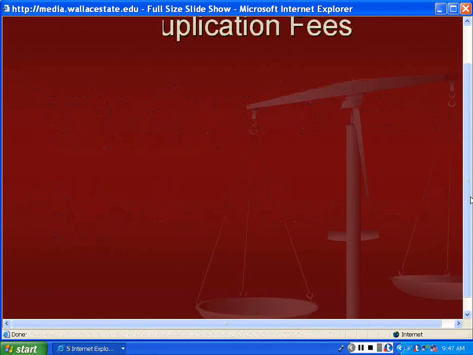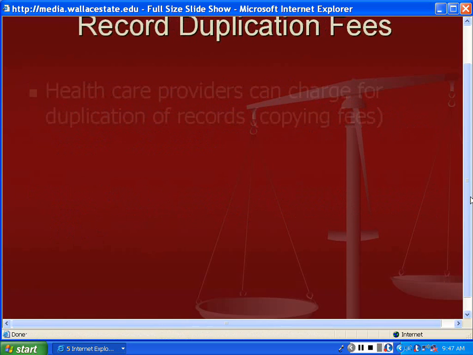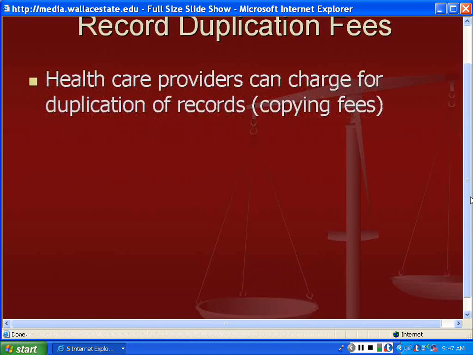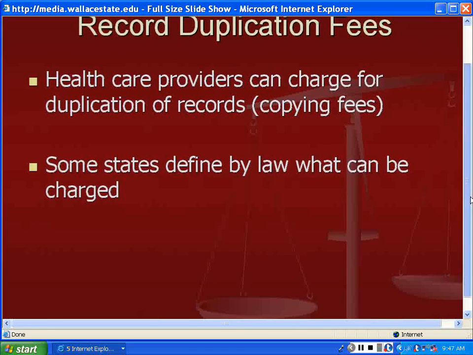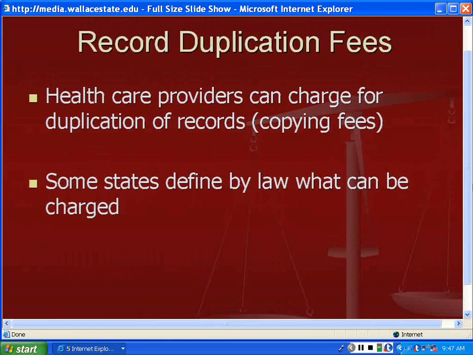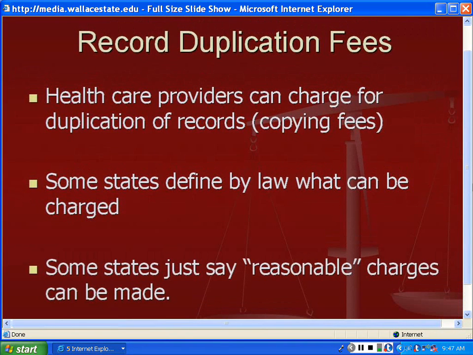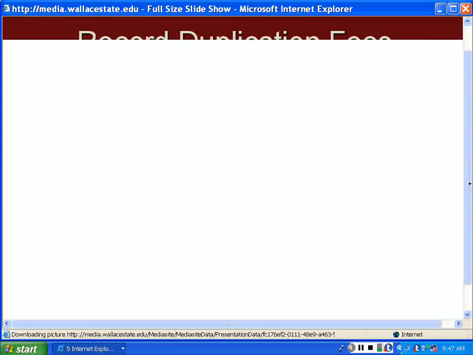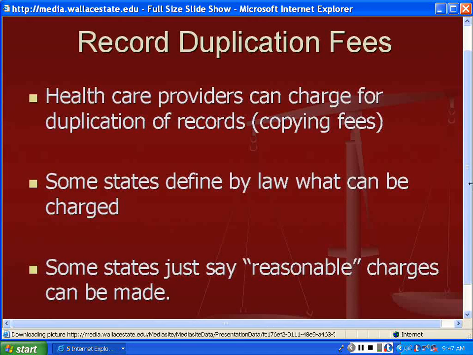Now, record duplication fees. Healthcare providers can charge for duplication of records, what's called copying fees. Some state laws will say what we can charge. Others don't. The others will say, okay, you can charge, but it has to be reasonable, and that usually means everybody in the area is charging the same thing. It may be something like $5 for the first 5 pages, and then 10 cents a page after, or 50 cents a page after.